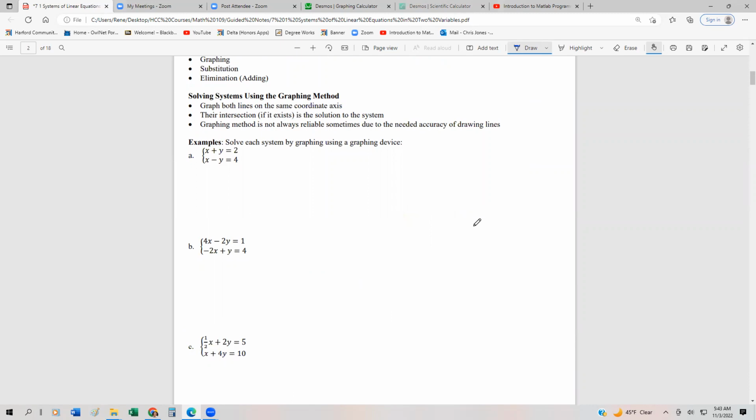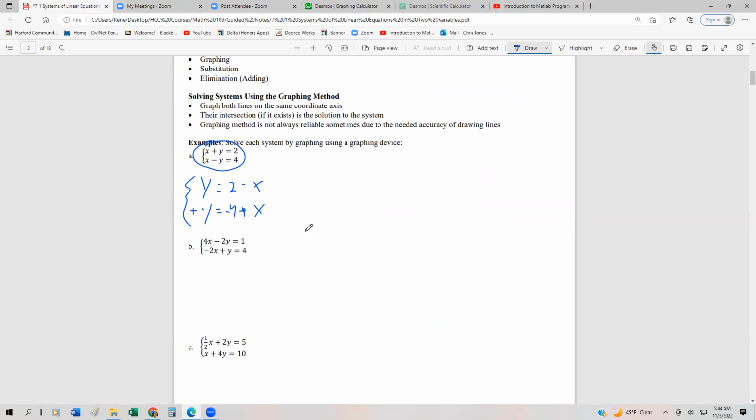So let me just show you by using Desmos how we can solve these systems by graphing. In your calculator, you would have to solve both of these equations for y. So you'd have to rewrite the system as y equals 2 minus x and -y equals 4 minus x, or if we multiply by -1 by changing all the signs, y equals -4 plus x.